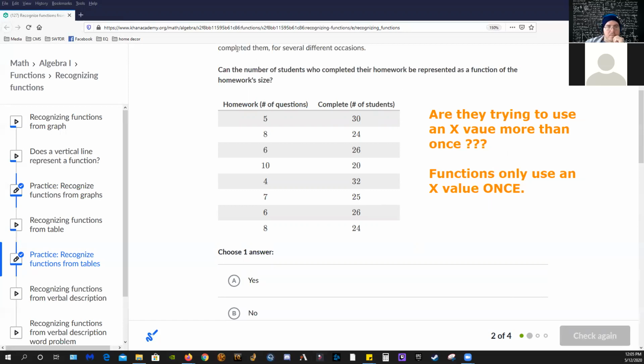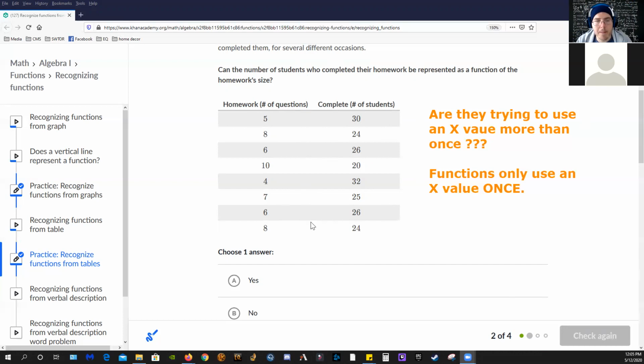Okay, so let's see. Are they trying to use an x value more than once? Can the number of students who completed their homework be represented as a function of the homework size? Okay, so I guess the question here is which one is the x and which one is the y? Which one depends on the other? So I would say the number of homework questions. I said the number of students completing the work depends on how many homework questions there are.